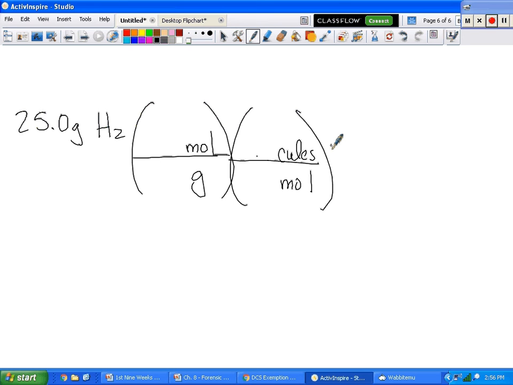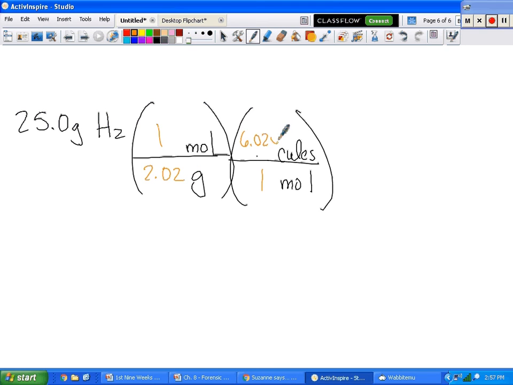What number goes beside mole? A 1. Tricky question. What's the mass of H2? Very good. 2.02. Please don't mess that up. This is just like you would do it if it were a big, huge compound. You've got 2 H's. One is 1.01. Well, there's 2 of them, so 2.02. And then finally, molecules is that big, huge, long, ugly number, Avogadro's number.